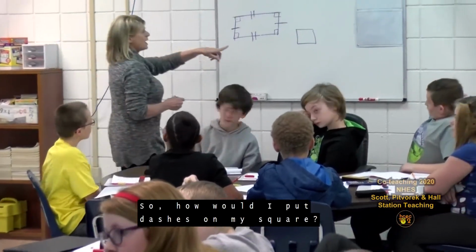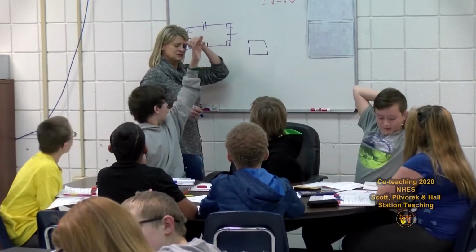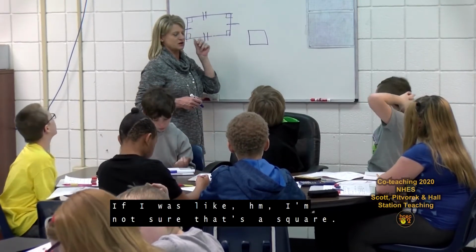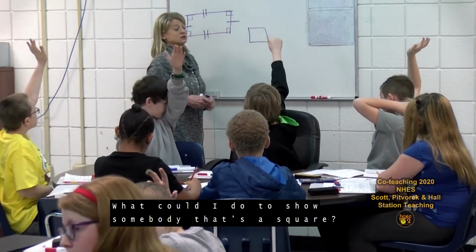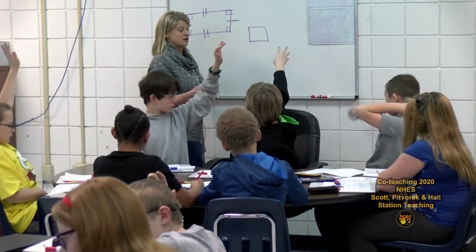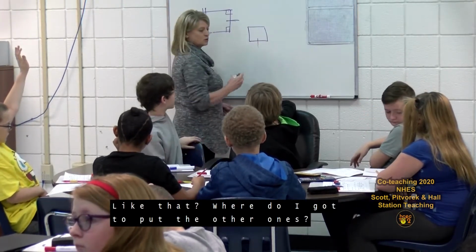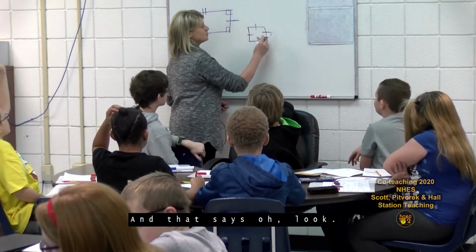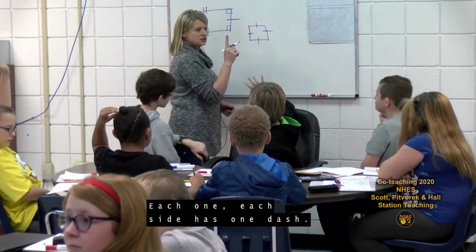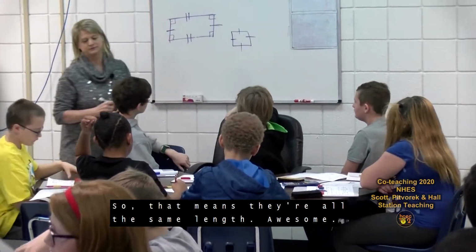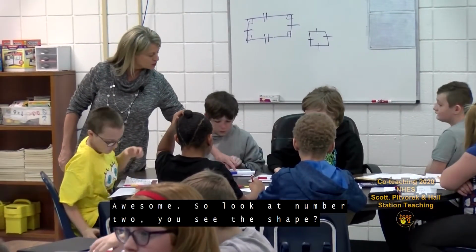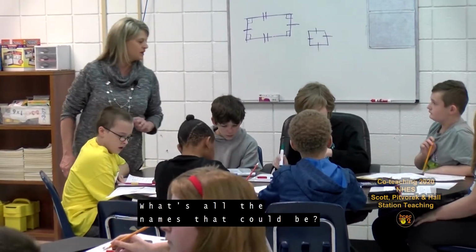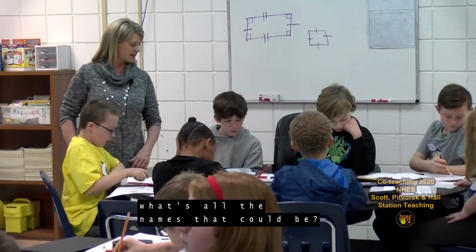So how would I put dashes on my square? If I'm not sure that's a square, what could I do to show somebody that's a square? Like that? Where am I going to put the other ones? And that says, look, each side has 1 dash. So that means they're all the same length. Awesome. So look at number 2. You see the shape? What are all the names that could be?